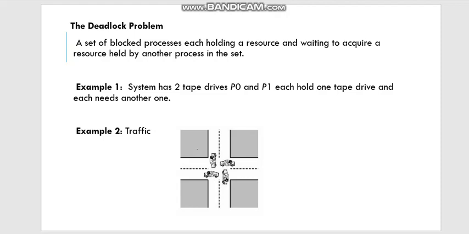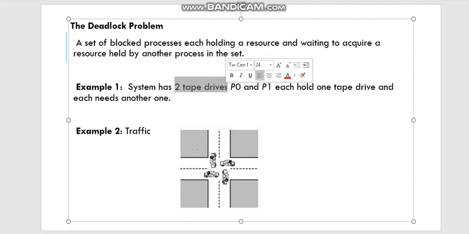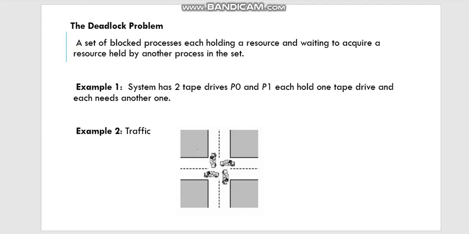by another process. So think that there are two processes, P0 and P1, and each is holding one tape drive. So there are two tape drives, and each process is holding one and waiting for another one. Like the processes P0 and P1 are waiting for one another to release it.